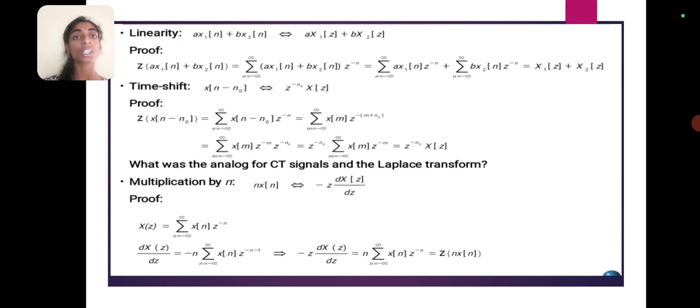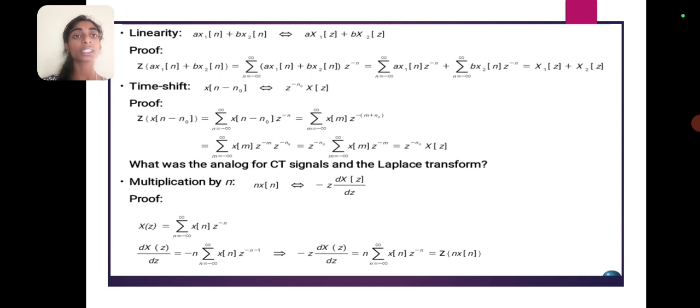Proof: Z{a x1(n) + b x2(n)} is equal to summation of n equals minus infinity to infinity of (a x1(n) + b x2(n)) z^(-n), which equals summation of n equals minus infinity to infinity a x1(n) z^(-n) plus summation of n equals minus infinity to infinity b x2(n) z^(-n), which equals a X1(z) + b X2(z).